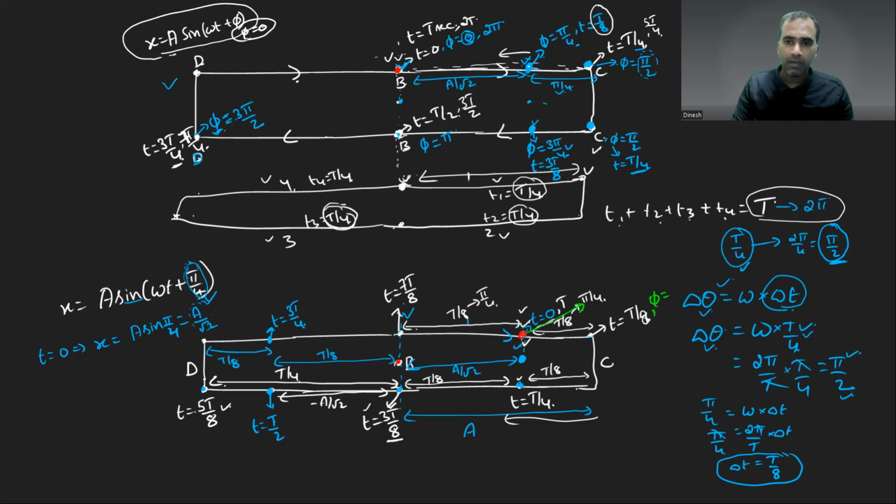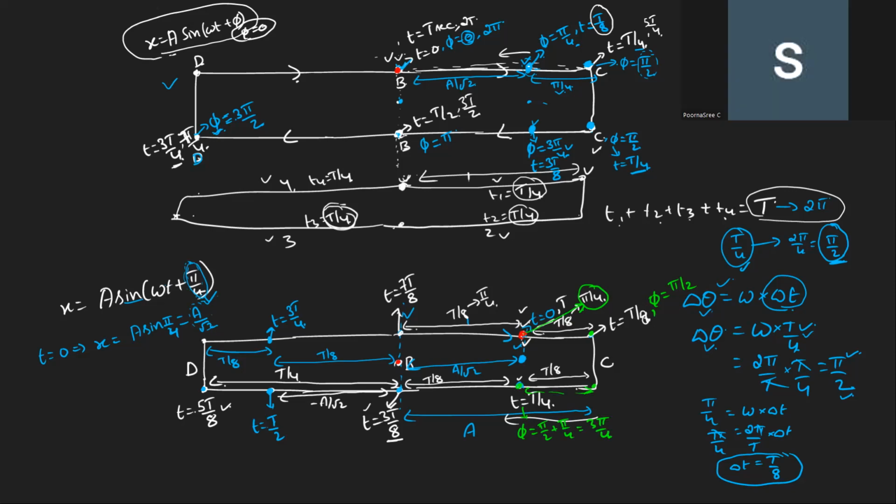Pi by 2. Pi by 2 only, no? Because initially we have started with pi by 4 phase. From that, a change of pi by 4 phase happened till this point. And from this point till this point, another pi by 4 phase change happened. So this point corresponds to pi by 2 here. And from here to here, another pi by 4 phase change. So it is pi by 2 plus pi by 4, that is 3 pi by 4.